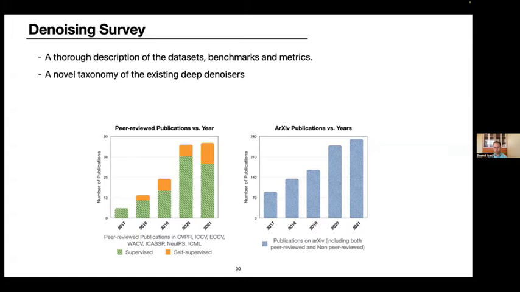And as you can see, over the past few years, the number of papers published on image denoising has been increasing. Also, from the left figure, you can see that self-supervised denoising has been gaining more interest over the past few years.